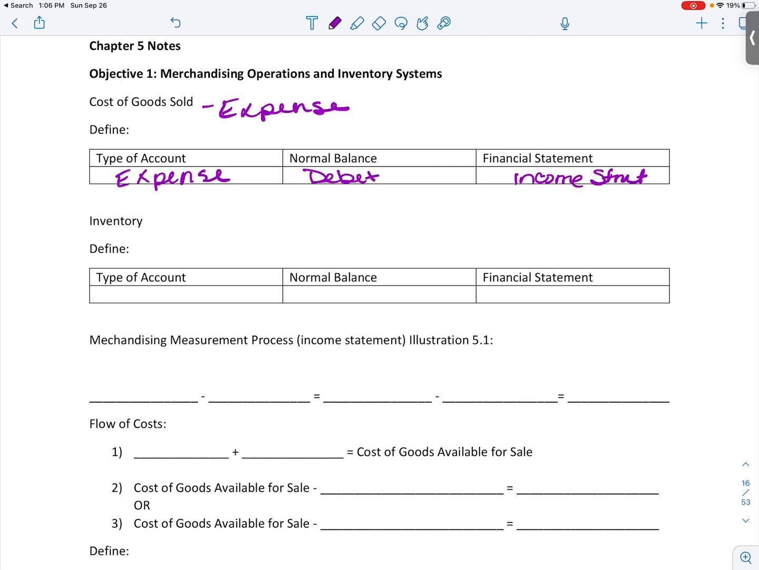The inventory account, we should understand, is an asset account. The normal balance, therefore, is a debit, but this is going to go on your balance sheet.